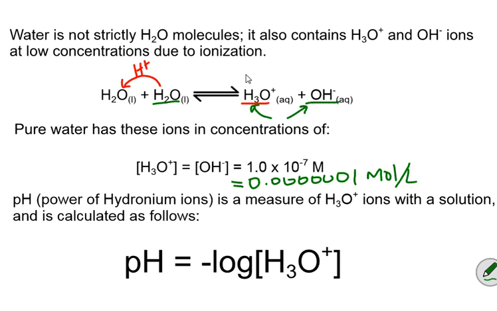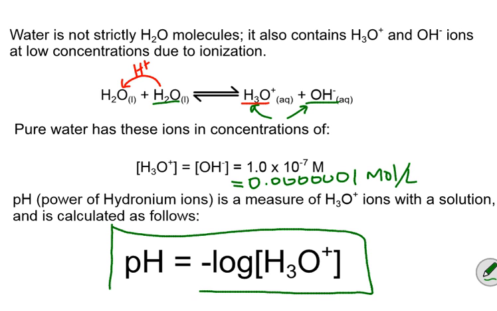But it does exist, and again, we'll look at that a little bit more in grade 12 chemistry. So the definition of pH, also known as the power of hydronium ions, is a measure of the H3O+ ions within a solution, and it's calculated as follows. So here is your formula for pH.